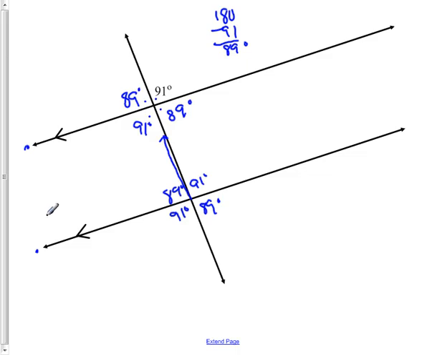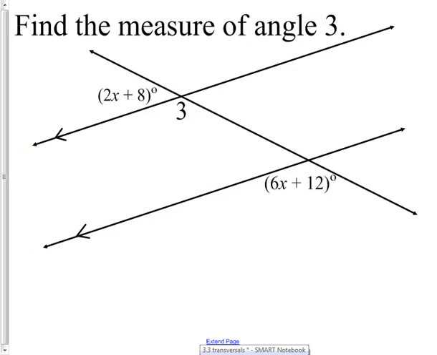And then the next section, you'll actually prove. So if the angles are like this, then you can say, well, then the lines have to be parallel. That's part of section 3.4. Okay, so let's look at an example, but now, of course, let's throw some algebra in it. So it says find the measure of angle 3. Okay, so angle 3 is right here.